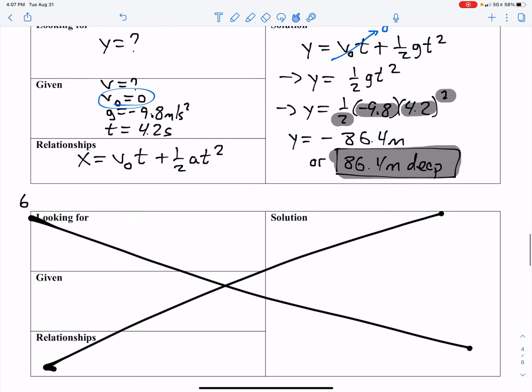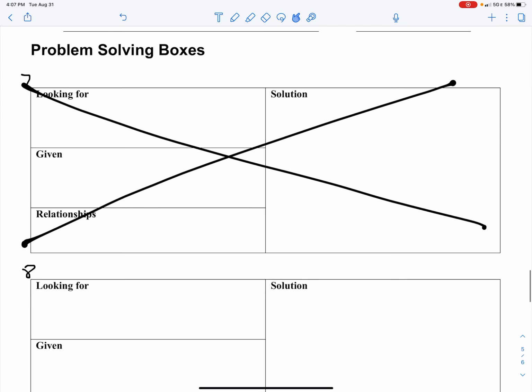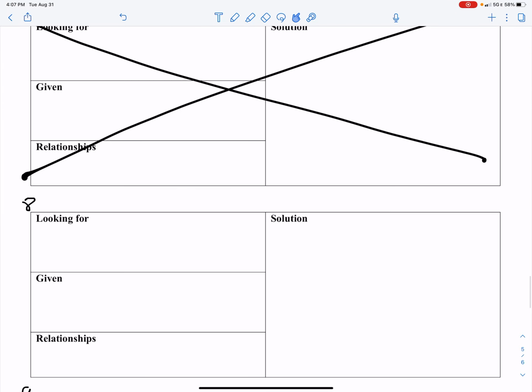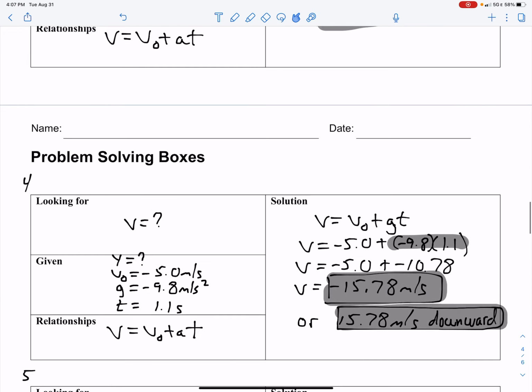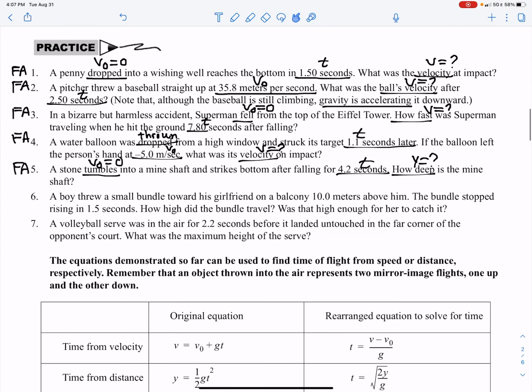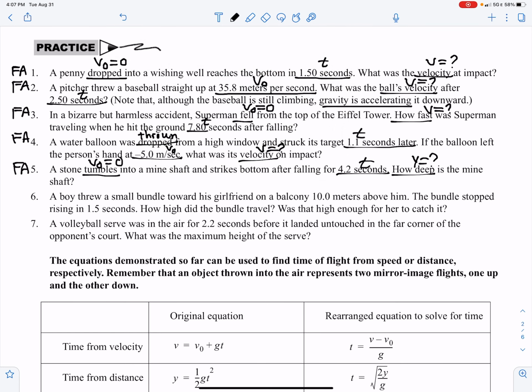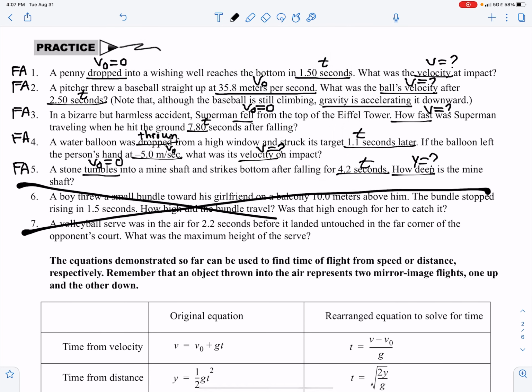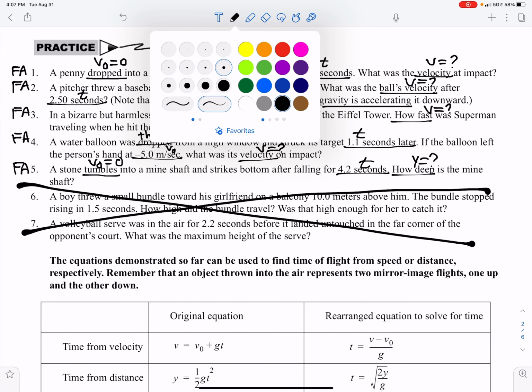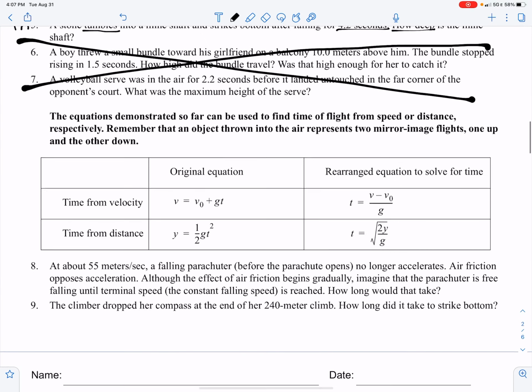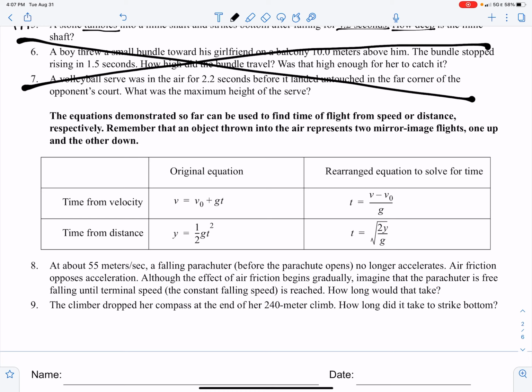Remember, ladies and gentlemen, we skipped 7 and 6. Let's take a look at number 8. Number 8. Read along with me, please.